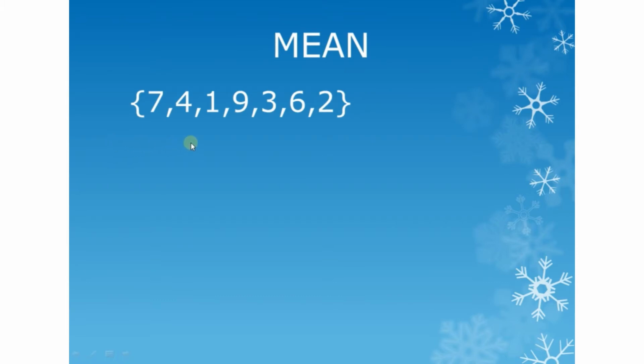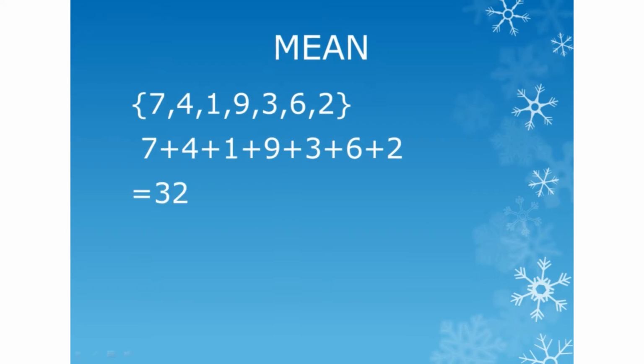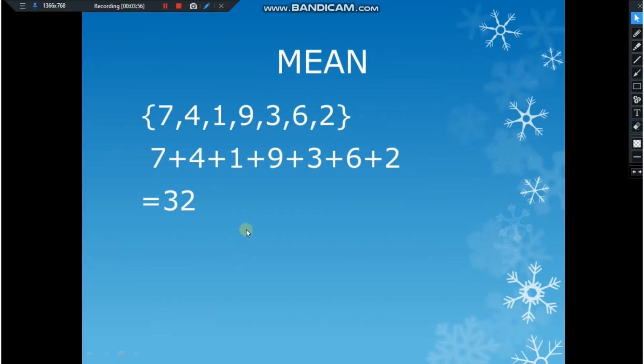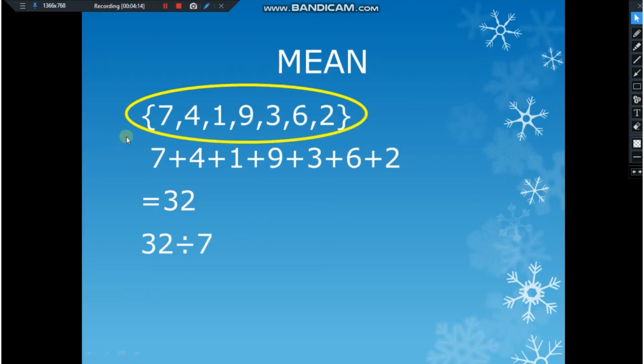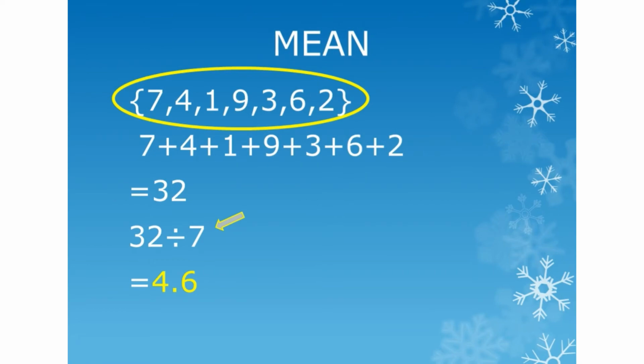Let's try our next one. We have in our data set 7, 4, 1, 9, 3, 6, and 2. The first thing we need to do is to add up all of those numbers. After we finish adding, our answer should be 32. Then 32 would be divided by the amount of numbers in the data set. So there are 1, 2, 3, 4, 5, 6, 7. 7 numbers in the data set. So 32 divided by 7 will give us an answer of 4.6.